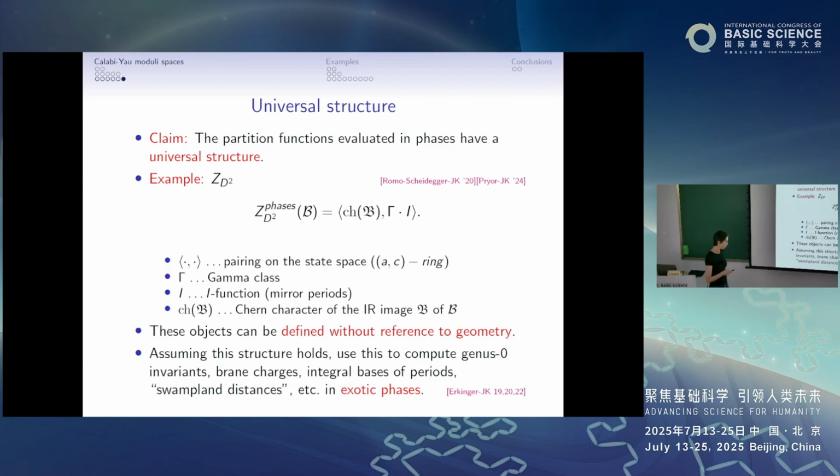And this actually, you can, for instance, apply to compute the genus zero invariants, so the generalization of the genus zero Gromov-Witten invariants, D-brane charges, basis of periods of the mirror, all that kind of things, or swampland distance conjectures if you're a phenomenologist.